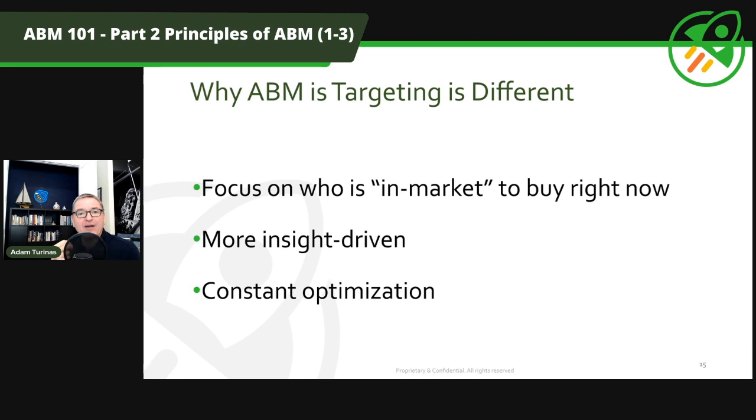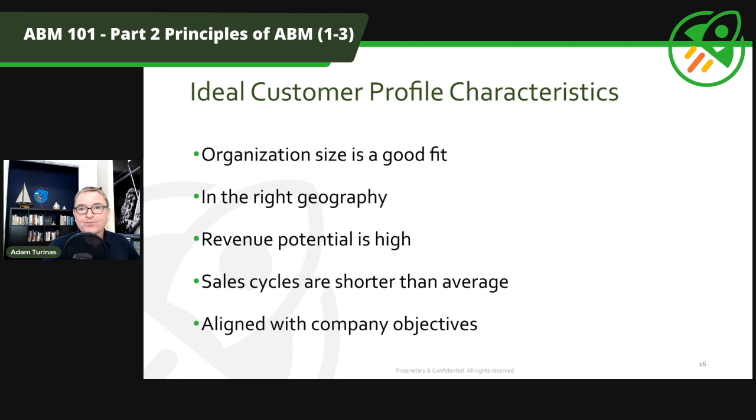It's also about constant optimization of your accounts. And so this notion of, pick a set of accounts based on just size and then set it and forget it is not ABM, right? With ABM, you're actually taking a list of 1,000 accounts and saying, you know what, we're going to focus on these 200 because we believe they're the best fit for what we do.